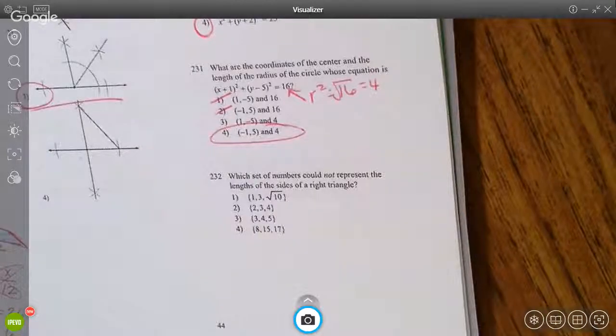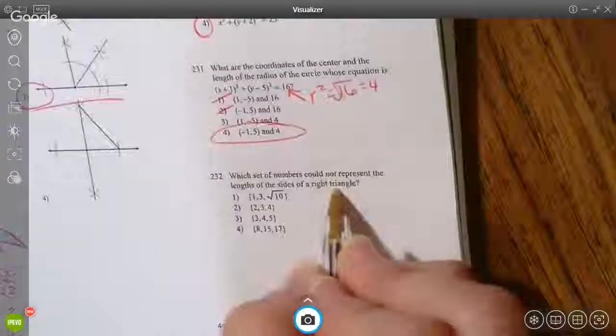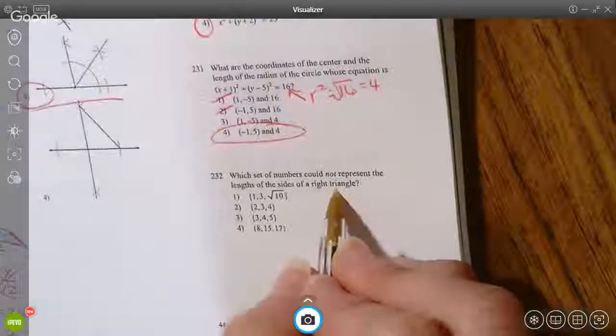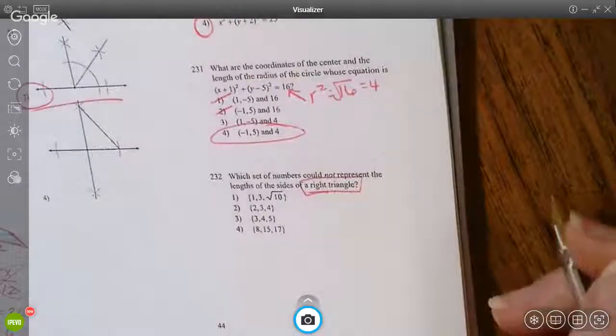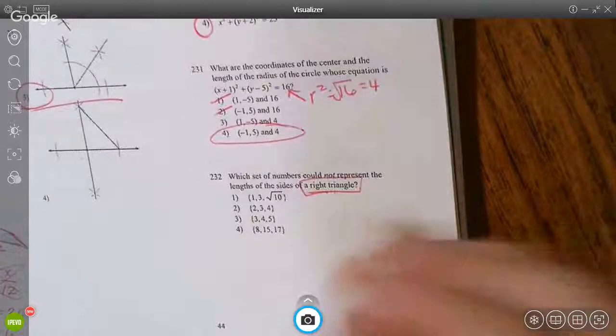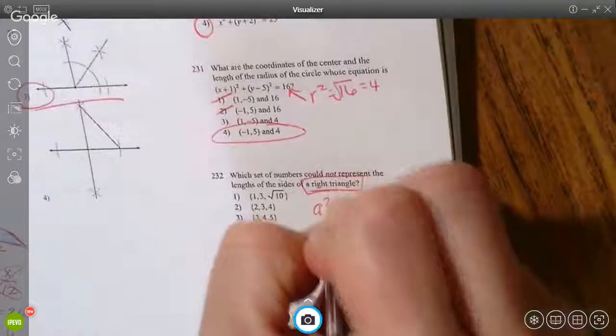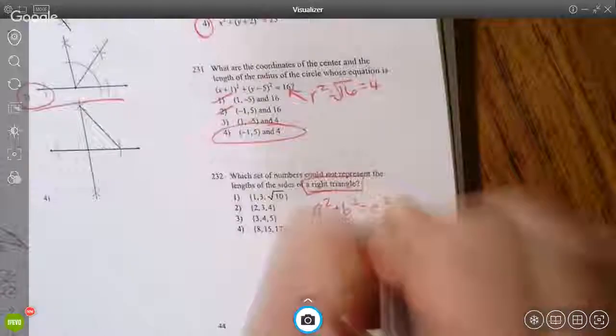232, be nice to each other. Now, this one is a trick question. If you read this quickly, I read it quickly and thought it was a triangle, but that's not what we're looking for. We need it to be a right triangle. The way that we test for something to be a right triangle is the Pythagorean Theorem. So basically, we have to do the Pythagorean Theorem 4 times.